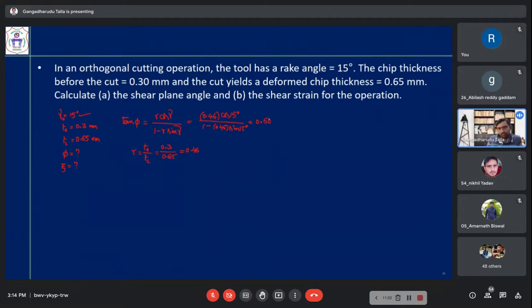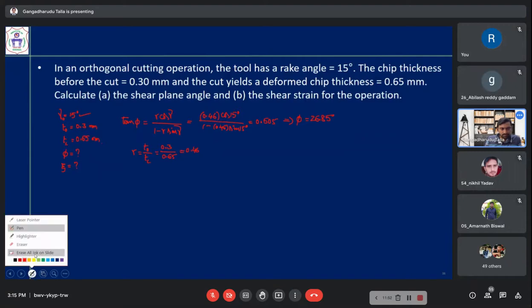Okay, let us take it. Now what is phi? Sir, 26.85 degrees, sir. Okay, this is one of the very simple problems. Directly data is given. Just you should know the equation and substitute.